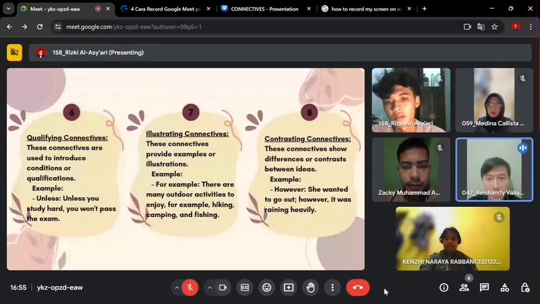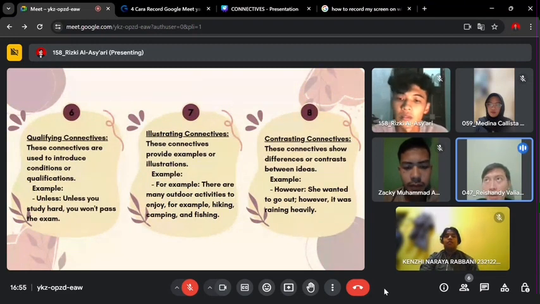So for the last connective, there is contrasting connectives. These connectives are used to show differences and also contrast between different ideas. For example, you can use the words whereas, instead of, alternatively, otherwise, unlike, and also on the other hand. But also you can use the word however. As shown in the PowerPoint, she won, however, it was raining heavily.